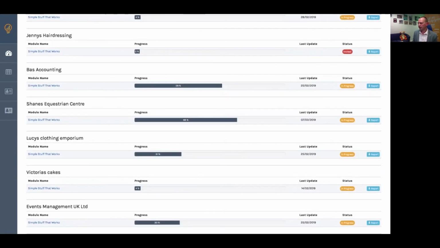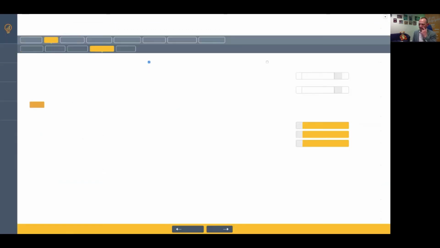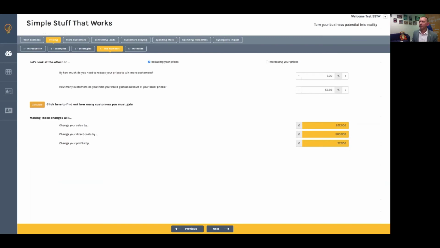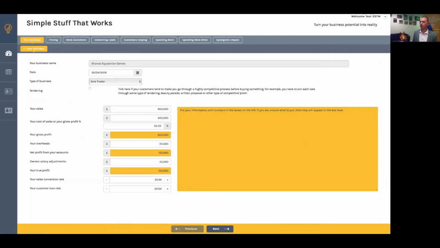Here's one I made earlier. If I go into the very beginning here, I've just populated this with a few basic figures. Let's say the sales is 600,000, the cost of sales is 400,000, gross profit 200, etc. Overheads 50, owner's income is 50. The sales conversion rate is 25%, and the loss rate, that's how long a customer stays with you, a kind of defection rate, is 20%.